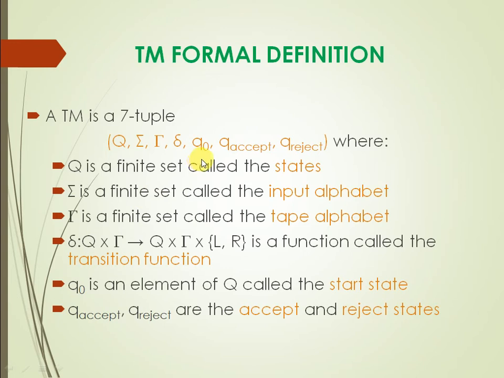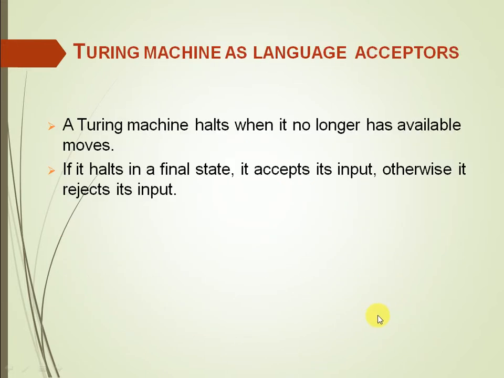Now we will see the formal definition of a Turing machine. It is a seven tuple machine: Q, sigma, T, delta, Q naught, Q accept, Q reject, where Q is a finite set of states, sigma is a finite set consisting of input alphabets, T is a finite set consisting of tape alphabets, delta is a transition function, Q naught is an element of Q known as the start state. Q accept and Q reject are the accepting and rejecting states.